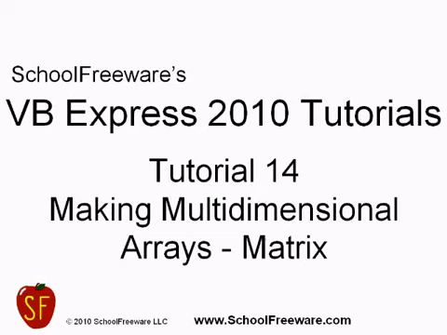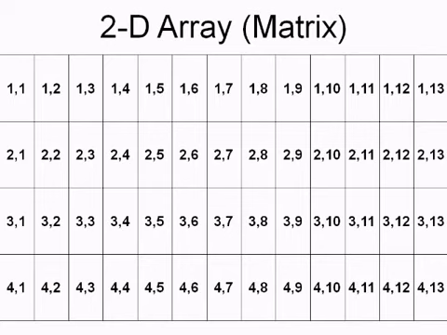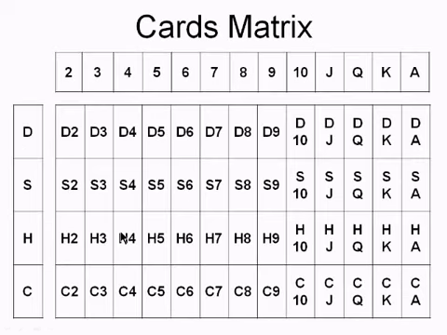School Freeware's Visual Basic Express 2010 Tutorials, Tutorial 14, Making Multidimensional Arrays and the Matrix. For this tutorial, a two-dimensional array or matrix will be created. Each element within the array has an address. The address is the row followed by the column. So for example, this cell is row 1, column 1. This cell will be row 1, column 2, row 2, column 3, row 3, column 4, and so on.